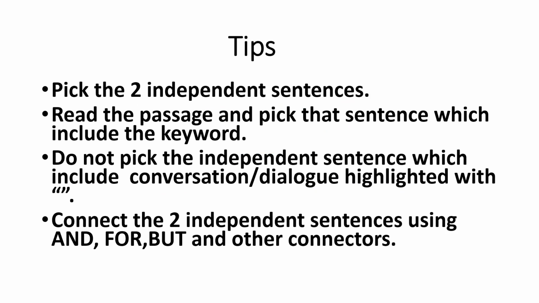Now here are some tips you should follow in summarized written text. The first one is, pick two independent sentences. These sentences can be even at the beginning or at the ending of the passage. So before picking two sentences, read the passage and you will get the idea of the passage. The next one is, read the passage and pick the sentence which includes the keyword. As I said, the keyword will be the word which is repeated again and again. So try to find the sentence containing that keyword.